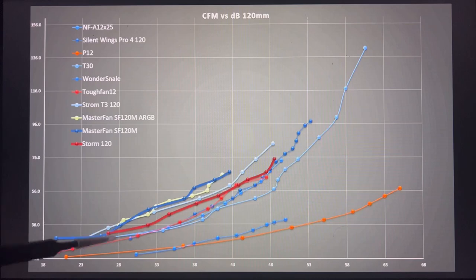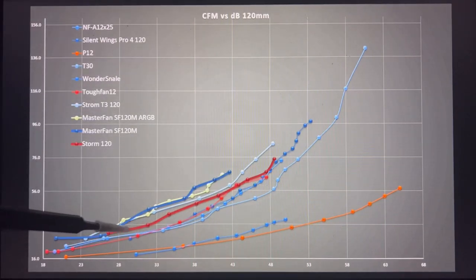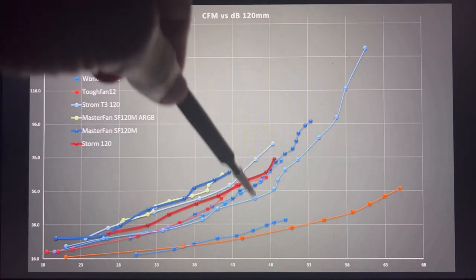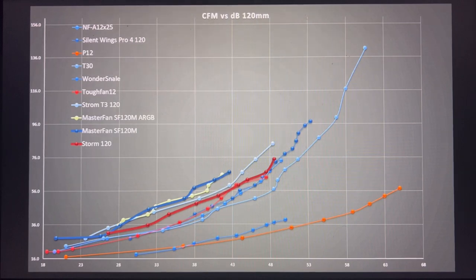And the regular Storm sitting right here in red. It's following the Storm T3 very closely until it reaches, quote unquote, higher noise levels, and that just doesn't produce the same level of CFM air speed, basically. Now that we've finished the main graphs, let's do our open box experience and fan blade analysis and talk about why I think each of the fans got the performance that they did.